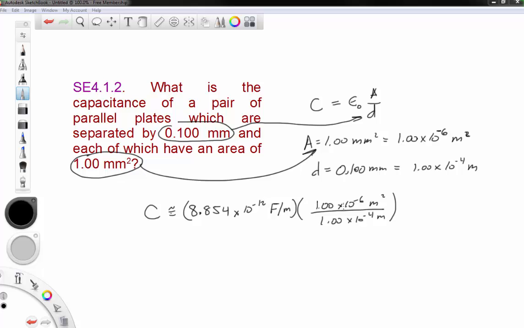So 8.854 times 10 to the minus 12 times 1 times 10 to the minus 6, or up to 10 to the minus 18, and then divided by 1 times 10 to the minus 4. That gives us a capacitance of basically 88.5 in terms of femtofarads. So little f, big F. This is the same, of course, as 8.85 times 10 to the minus 14 farads.